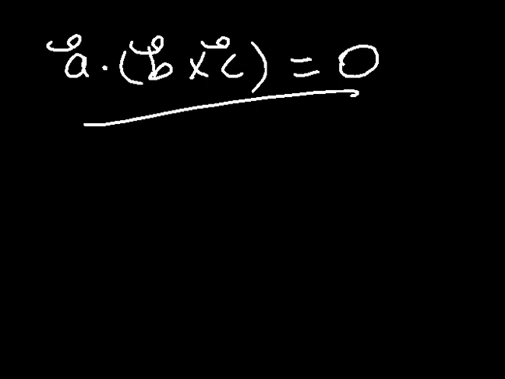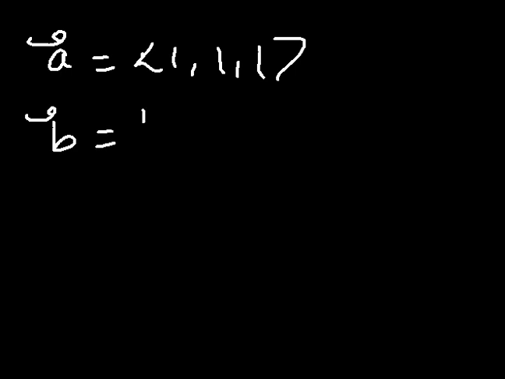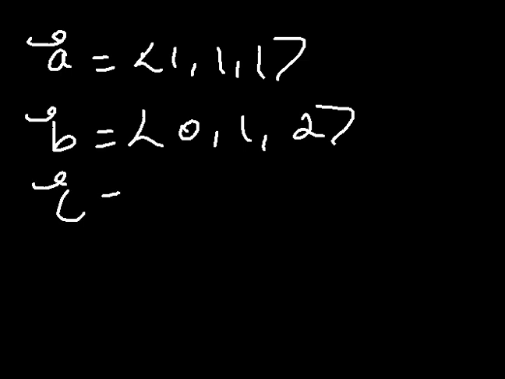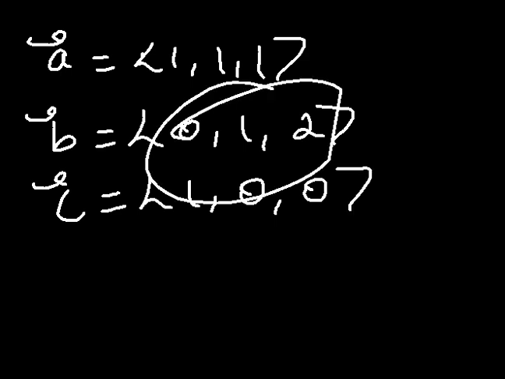Let's say we have this case. Let's say we have the following vectors. Vector A is given as 1, 1, 1. And we have vector B that is given as 0, 1, 2. We have vector C that is given as 1, 0, 0. So determine if these vectors are coplanar or not at your own time. Now the vectors are said to be coplanar if the scalar triple product of the vectors is given as 0.